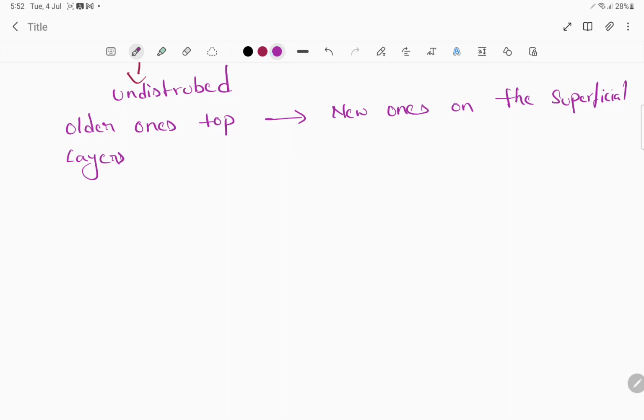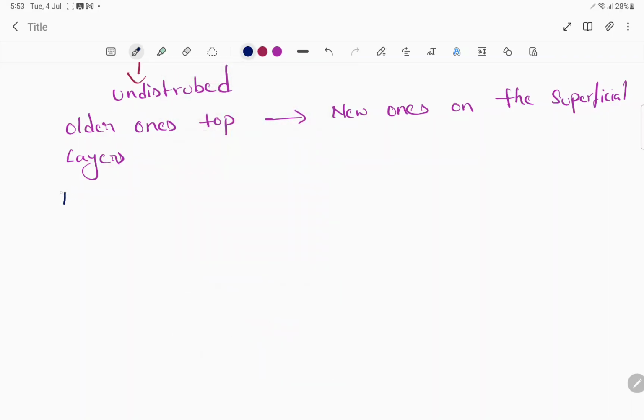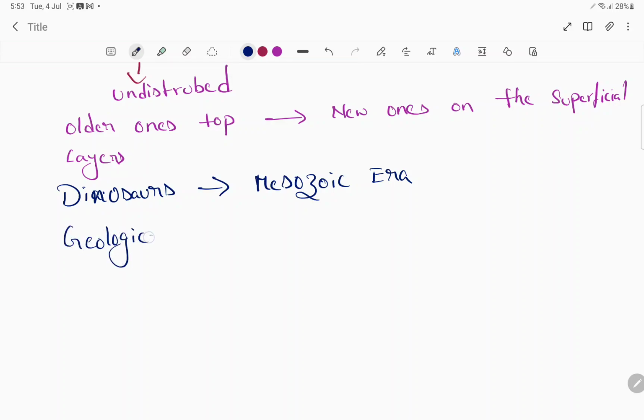For example, dinosaurs. Dinosaurs existed during the Mesozoic era. Only in the Mesozoic era can you find dinosaurs. We have the Paleozoic era, Mesozoic era and Cenozoic era, and only in the Mesozoic era can you find the dinosaurs. And geological age: when the fossils arose, flourished and disappeared.